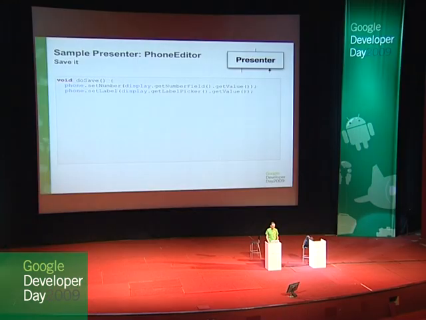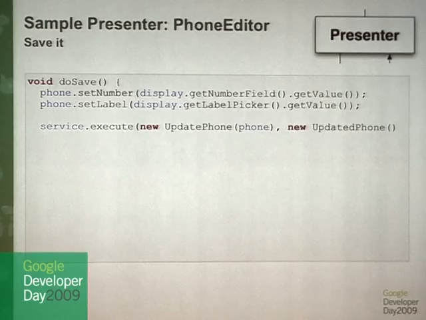Display.getNumberField, set value, and then phone.getNumber. So very straightforward. The save method is very simple. It does the reverse. Instead of putting the values in, we're taking the values out. So we say model.setNumber, model.setLabel, and then we say display.getNumberField.getValue. So the nice thing is that this is all easy code. Anyone can write this. I just take these fields and I copy them there, and when I save, I take these fields and I put them back there.